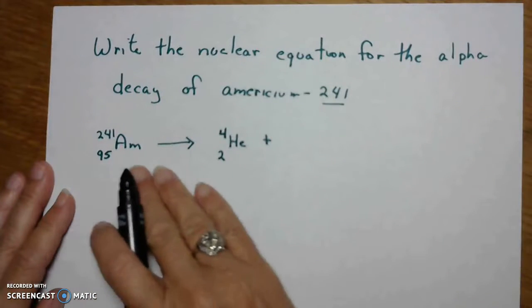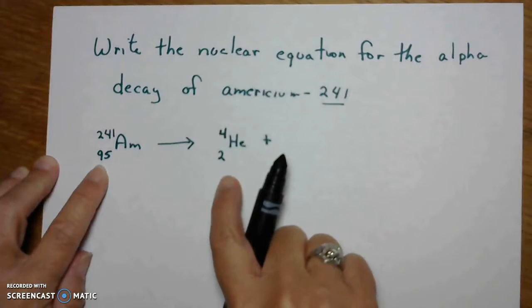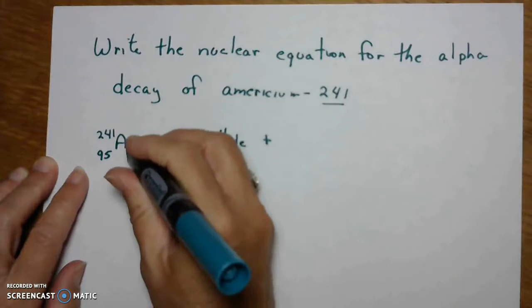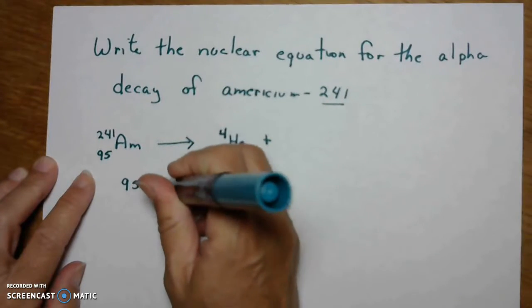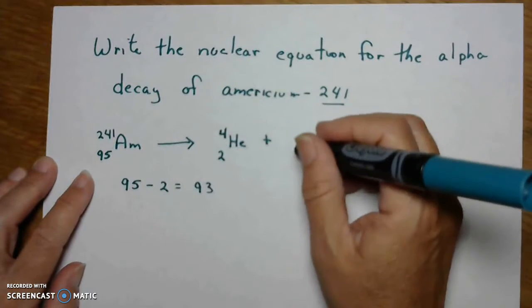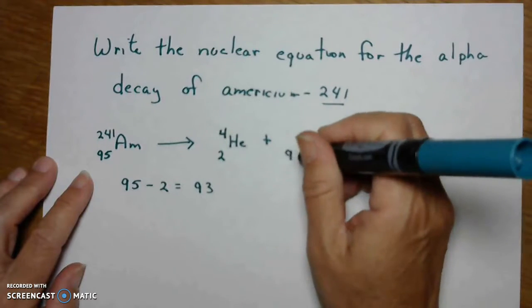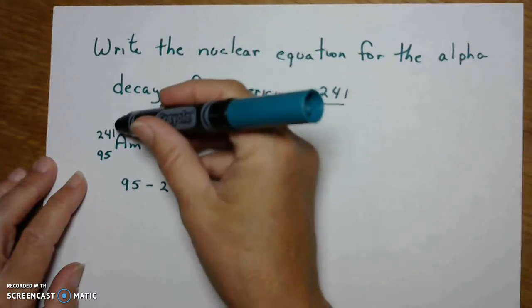We can look at the bottom here and we can say 95, which we get from the atomic number of the americium, minus 2 gives us 93. So the new particle that's made is going to have a charge of 93. Then we can look up here.